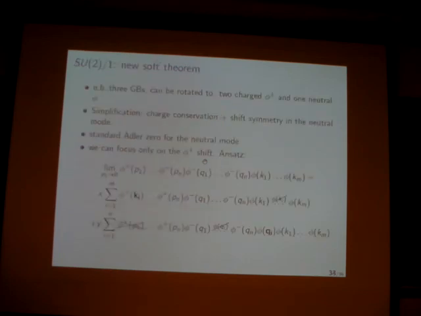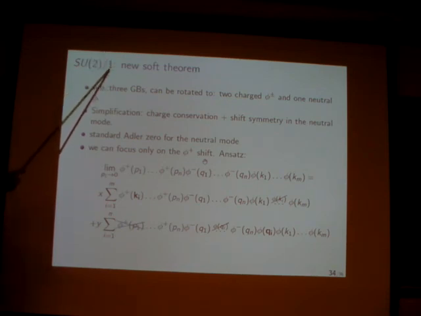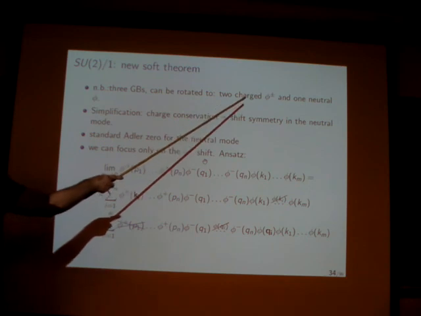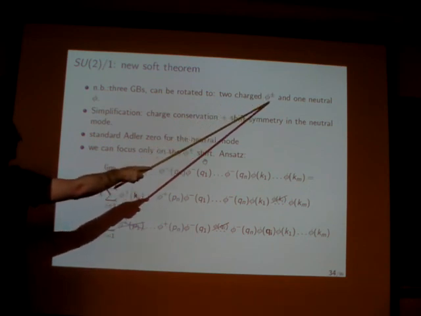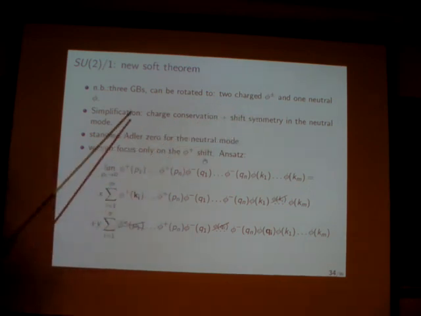So let's go back to SU2, going to SU1 or 1. You can simplify it a little bit. We have three Goldstone bosons. You can rotate it to simplify to two charged, phi plus and minus, and one neutral.